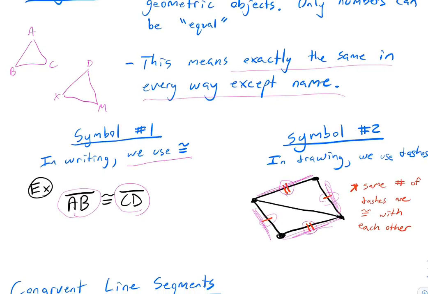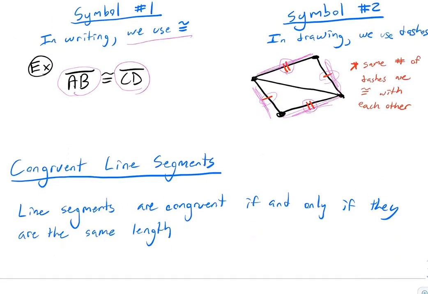Now, what does it even mean for line segments to be congruent? Well, there's only one thing you could possibly measure about a line segment, right? It's a one-dimensional object. It has no width, no height, no color, no thickness, anything like that. The only thing that defines it other than its name, which is its location in space, is its length. So we say that two line segments are congruent if and only if they have the same length. So if both line segments are 7 inches long, we say they're the exact same line segment.